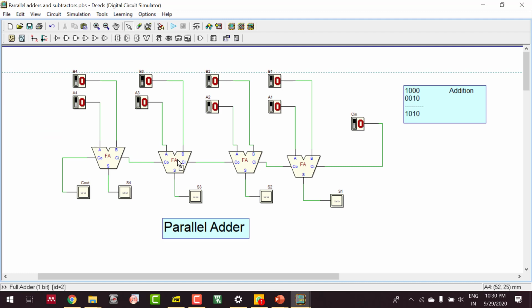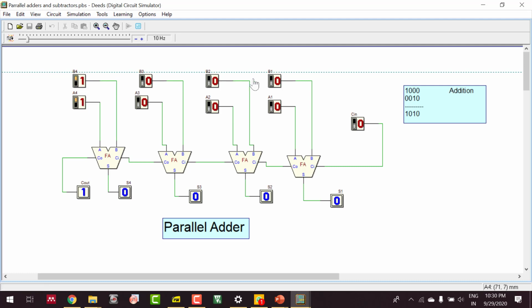So I have taken 4 full adders here to add two 4-bit numbers, and these are my sum S1, S2, S3, S4 and the last one is Cout. I am going to show you how to add 4 bits. Let's take A4 as my MSB, A1 as my LSB and B1 as my LSB for the B bits, and let's make it 8. Let's try to add the two numbers. Let's make it 8 plus 8.